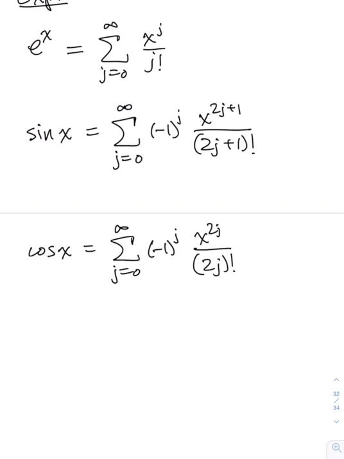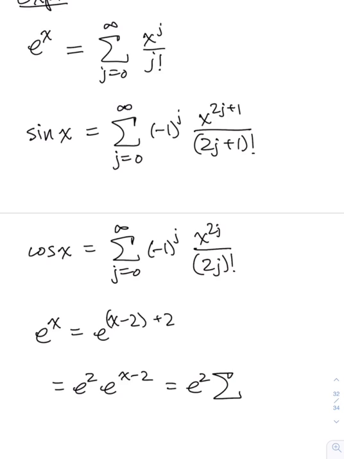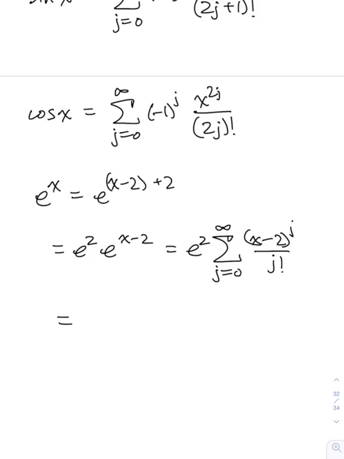Sometimes you can do manipulations on these things to figure out other Taylor series. For example, let's say I wanted the Taylor series for e to the x, but I wanted it centered at 2 instead of centered at 0. Well, one thing I could do is take e to the x and write it as e to the x minus 2 plus 2. Then rewrite that as e squared times e to the x minus 2. And now just plug in x minus 2 into the original Taylor series, the one you see at the top of your screen. So j goes from 0 to infinity of x minus 2 to the j over j factorial. And let's bring that e squared in and make it part of the coefficient in the Taylor series. So it's e squared over j factorial times x minus 2 to the j.